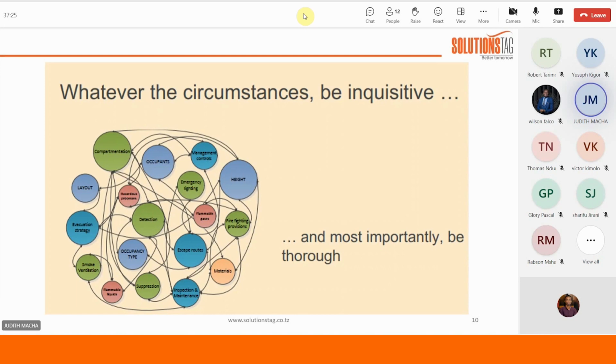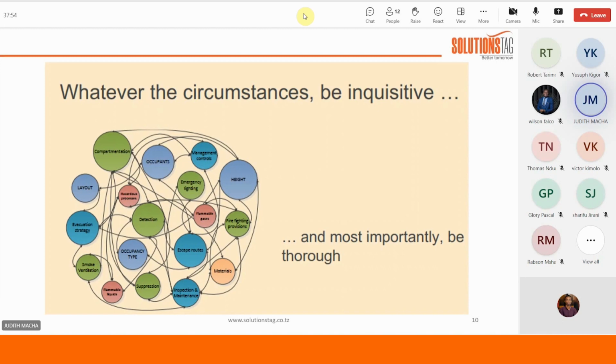So you need to be thorough. You need to check each and everything. As an assessor, you have to make sure you have access to every piece of detailed information of the system that you are assessing at the moment. That's very important, whether you are an assessor or you are doing that assessment for yourself. Then you have to be thorough, you have to be inquisitive. You need to ask yourself questions.